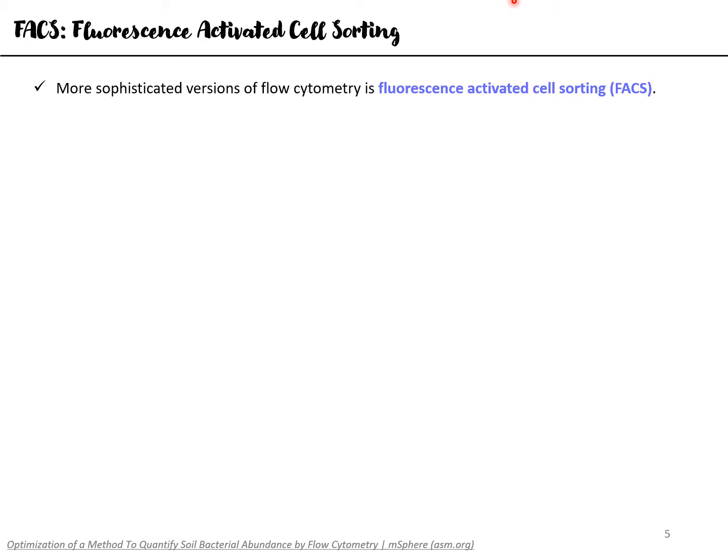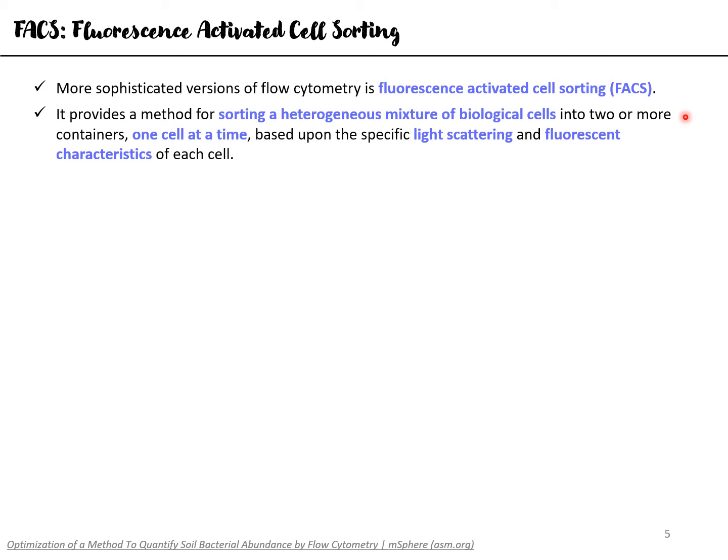So now we are going to talk about FACS, which is an extension of flow cytometry. More sophisticated versions of flow cytometry is fluorescence activated cell sorting, or FACS. Now, FACS provides a method for sorting a heterogeneous mixture of biological cells into two or more containers, one cell at a time, based upon the specific light scattering and fluorescent characteristics of each cell.